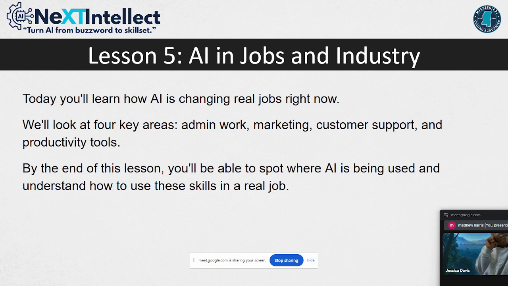So you learn how AI is changing real jobs right now. That was one specific example in agriculture. We'll look at four key areas that we'll focus in on: admin work, marketing, customer support, and productivity tools. And by the end of the lesson, you should be able to spot where AI is being used and understand how to use these skills in a real job.